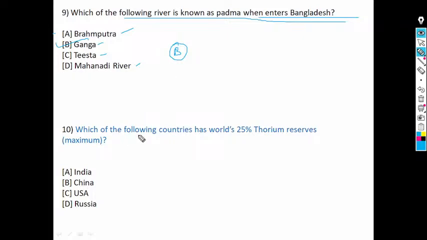Next, which of the following countries has the world's maximum 25% thorium reserves? India, China, US, Russia. It is A, India.